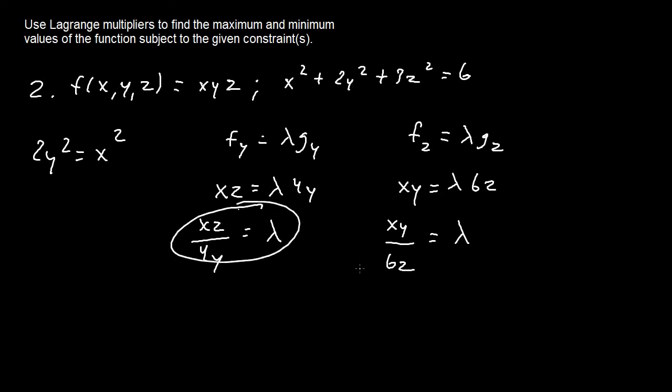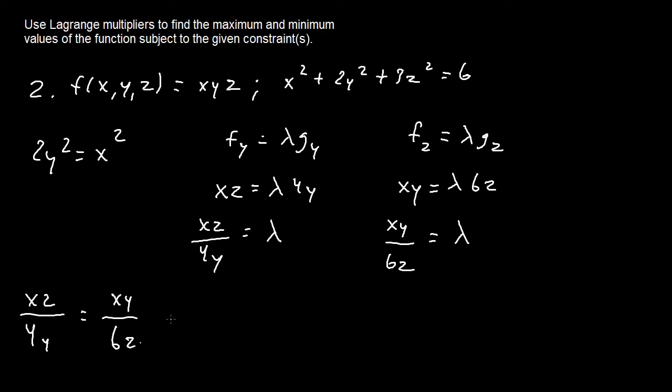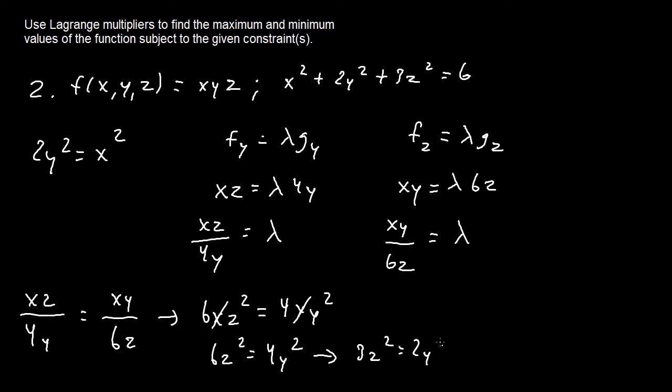So now I'm going to set these two equations equal to each other. So we get xz over 4y equals x times y over 6z. So if I go ahead and cross multiply, we get 6x times z squared equals 4x times y squared. Notice the x's will cancel since they're on both sides of the equation. So then we get 6z squared equals 4y squared. So I go ahead and divide both sides by 2. We get 3z squared equals 2y squared.